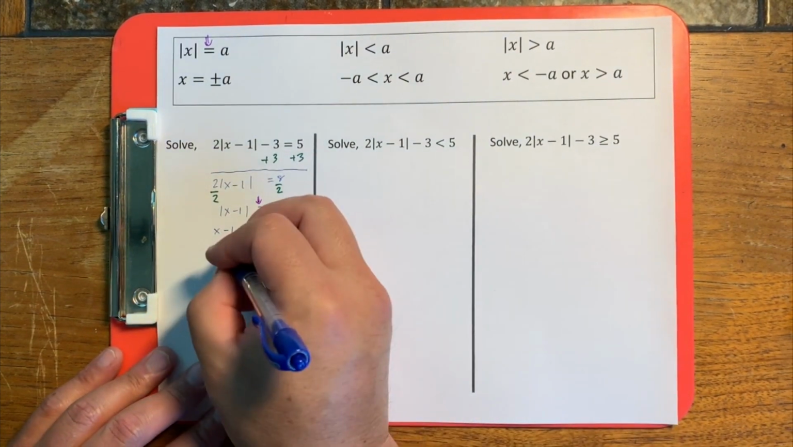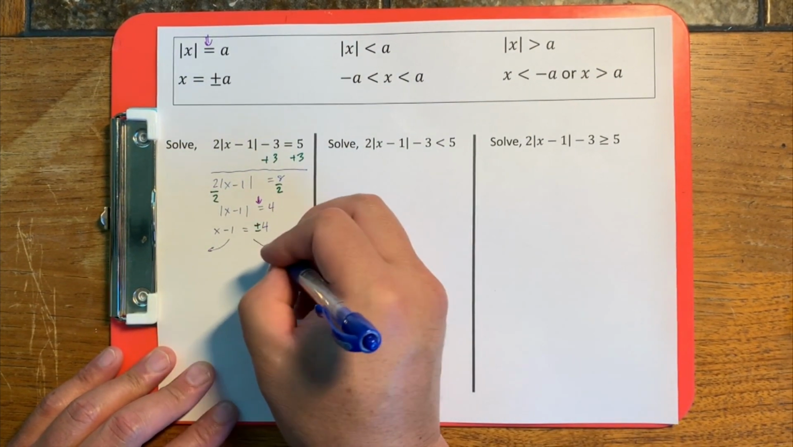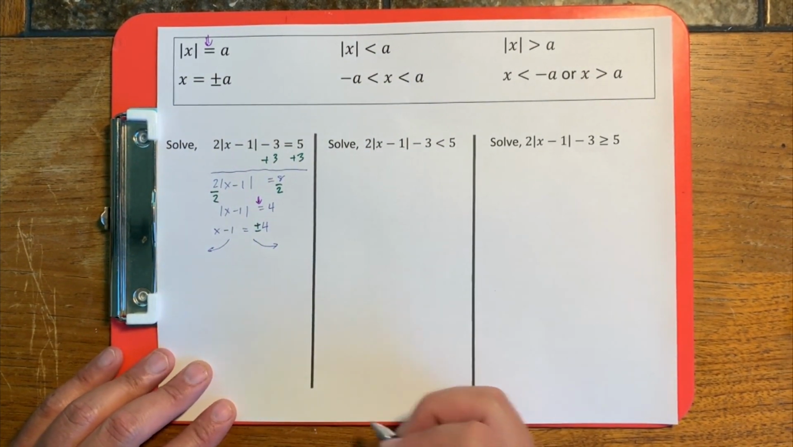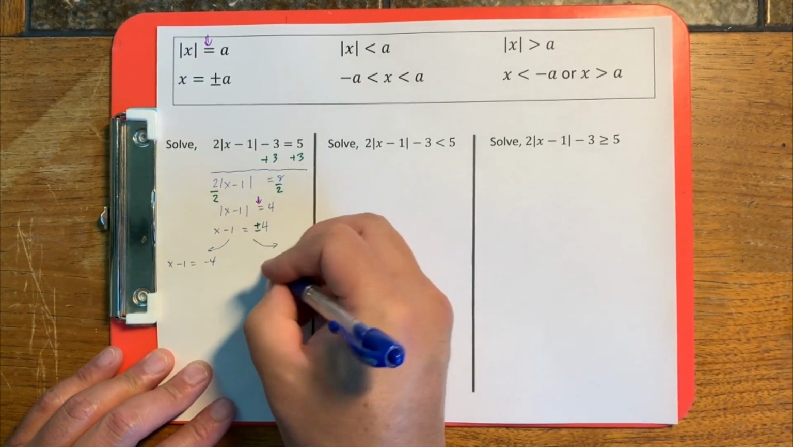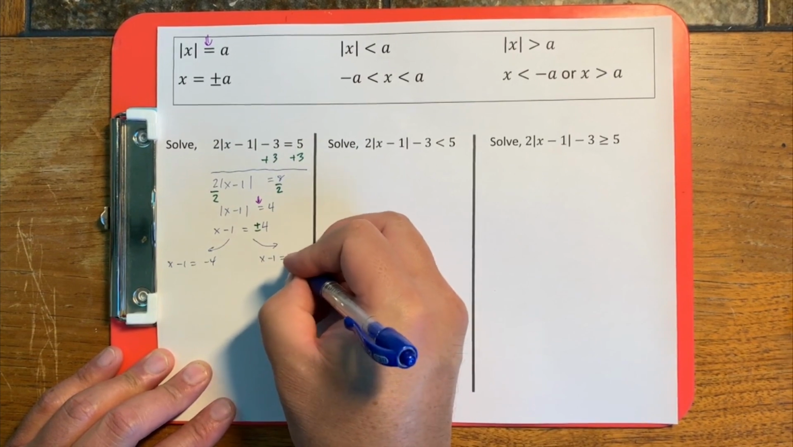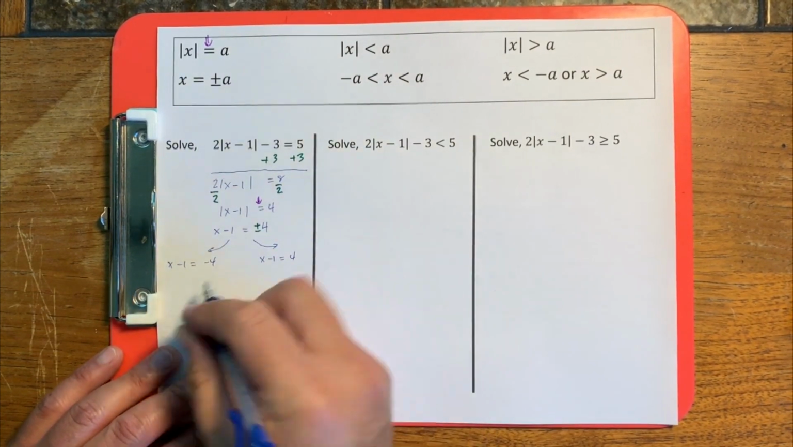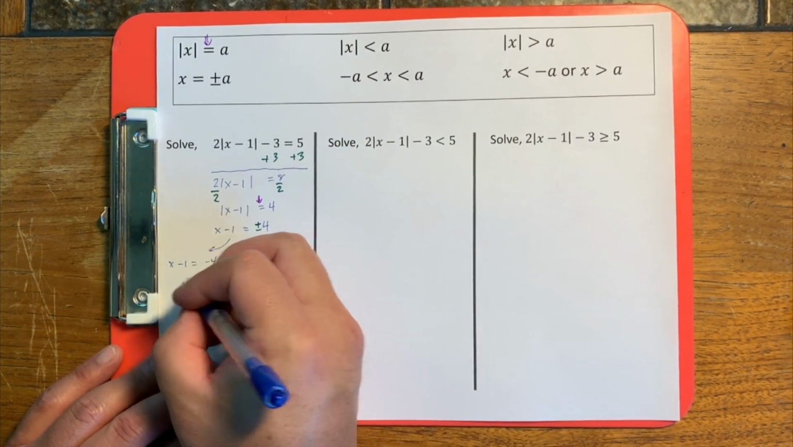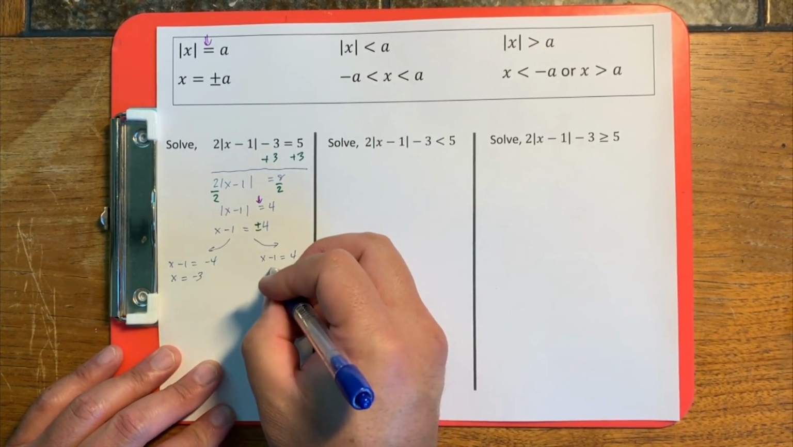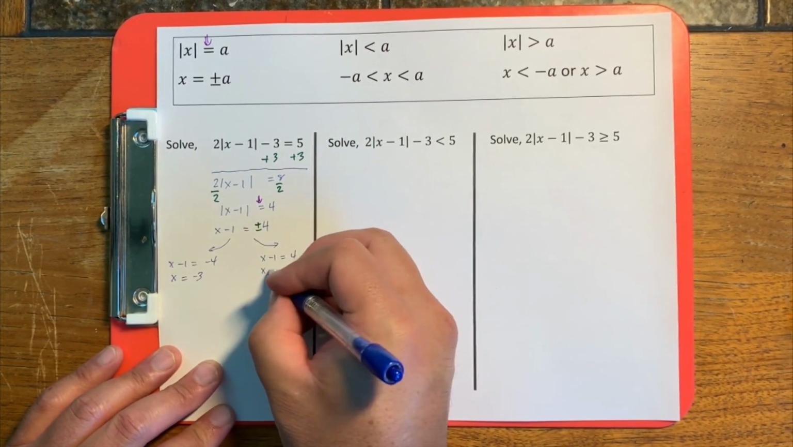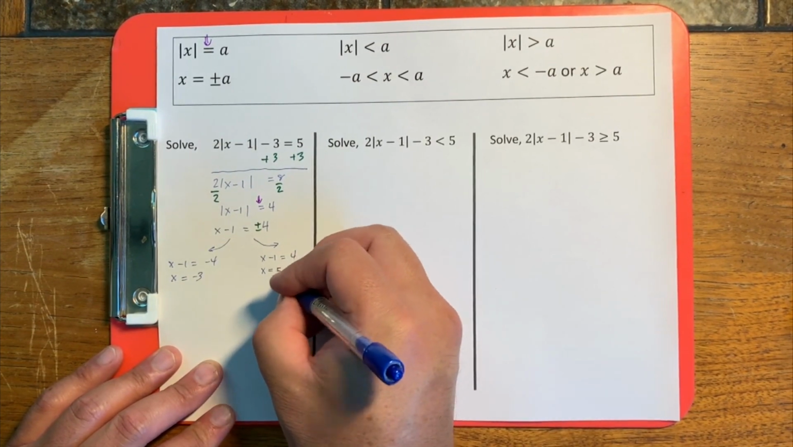So that means now that I have two equations. I get x minus 1 is equal to -4, and I get x minus 1 is equal to +4. So if I add 1 to both sides, I get x is equal to -3. And over here, if I add 1 to both sides, I get x is equal to 5.